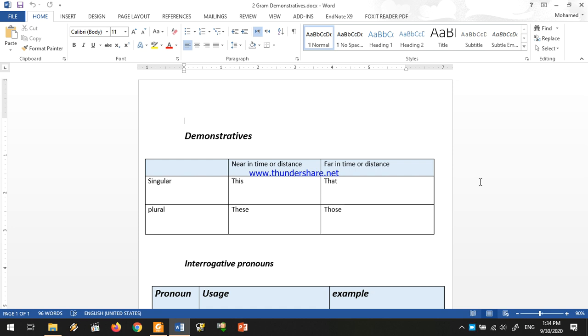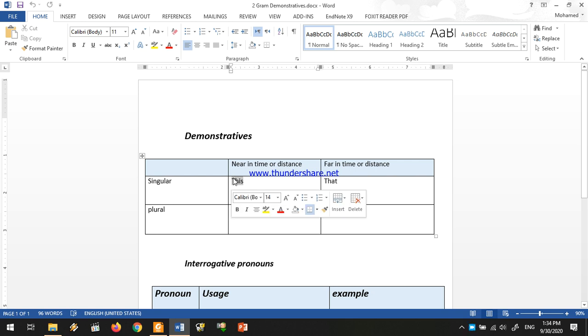Similarly, we use these and those, however, for plural items. So if I'm holding two pens, I would say these pens are mine. If I'm referring to two bottles of water on a shelf that's very high, I'm pointing to it and say those bottles.